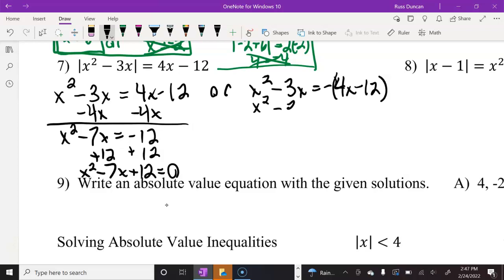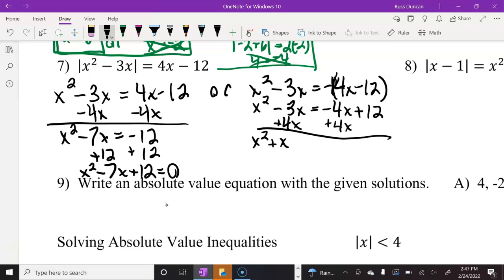x squared minus 3x equals, you distribute like you had a negative 1 there, because that's really what you have. You're saying, I want the opposite of all this. So negative 4x plus 12. Okay, I bring it all over. So plus 4x. With a quadratic, if you want to solve for x, you've got to bring everything over to one side. Minus 12, minus 12. I've got x squared plus x minus 12 equals 0.